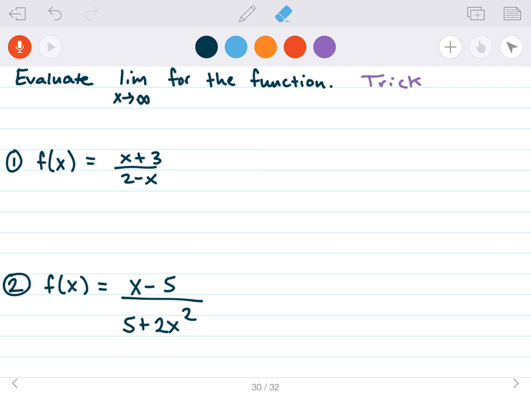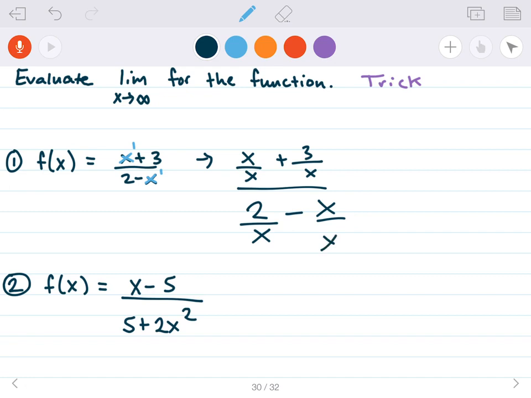And so the trick here is to divide top and bottom by the highest power expression. So in this case, x to the first is the highest power, so I'm going to divide everybody by x to the first. And remember, I can do this because dividing everything by the same thing is just like multiplying the fraction by 1. So I have x over x plus 3 over x over 2 over x minus x over x.